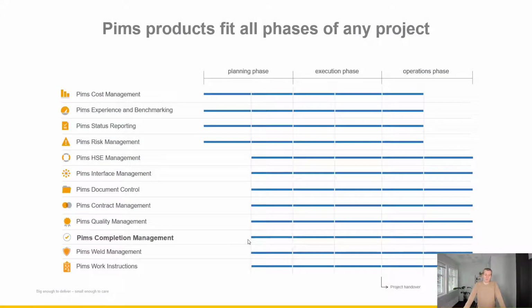The suite of Pims products covers most processes that need to be managed in a project, from the early concept phase through design, execution, and over to the operation phase. Pims CMS has been core business in Omega since the early 90s and is still one of the most used modules in the system.